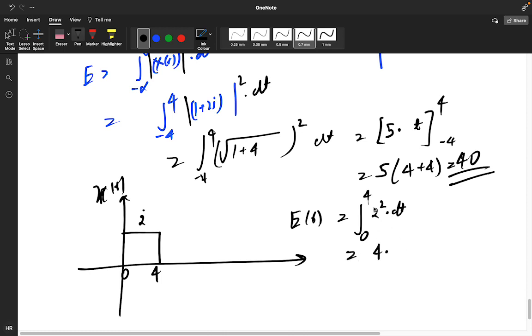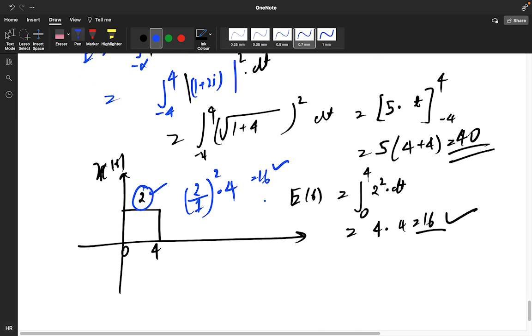4 into 4, 16. Okay, now the concept I told you: for finding the energy you can do it directly. What is the amplitude? 2. So amplitude is 2, square of 2. For a square value you have to multiply by the time period, which is 4. So 4 into 4, 16. Directly you are getting it. Okay.